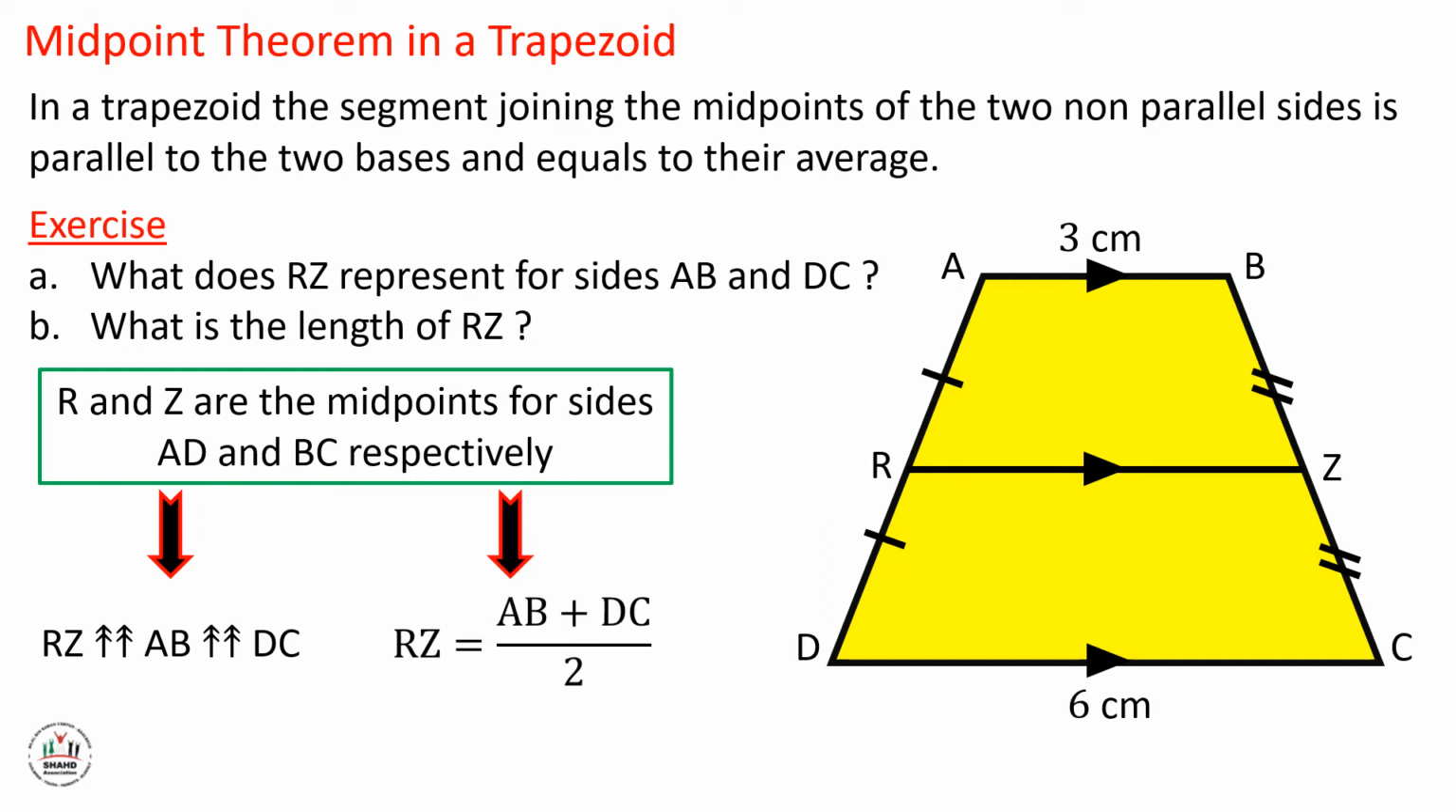By using the midpoint theorem, we can say that RZ equal to (AB plus DC) over 2. So the average of the two bases, (AB plus DC) over 2. So (3 plus 6) over 2, 9 over 2, equal to 4.5 centimeters.